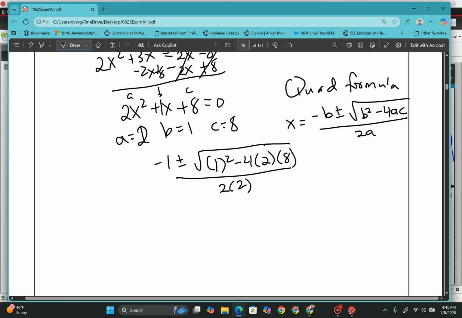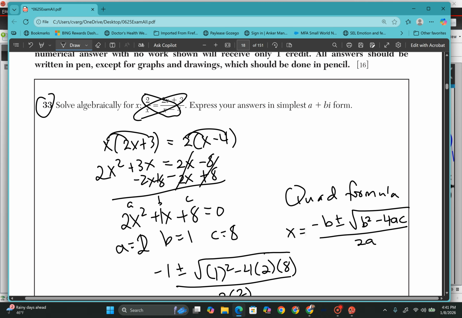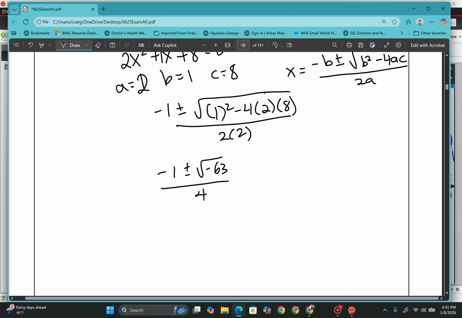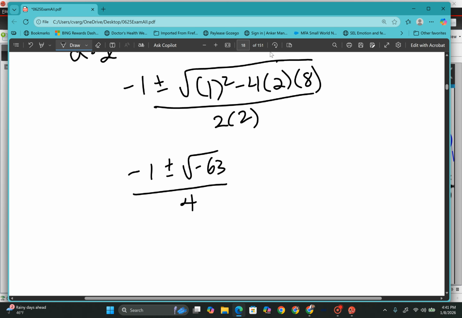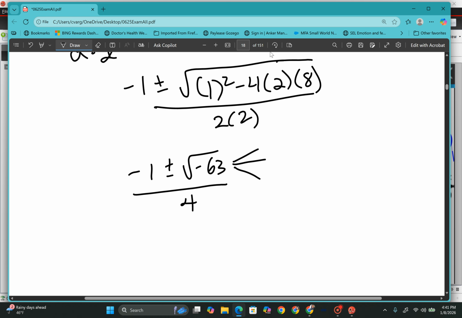Cool. So this is going to be negative 1 plus or minus. If you plug in what's under the radical, not the radical itself, 1 minus 4 times 2 times 8 is going to be negative 63. All over 2 times 2, which is 4. Okay, so since it says put it in simplest a plus bi form, we have to simplify this radical here. So what comes out, right? As soon as there is a negative under the radical, there's an i that comes out. 63 is the same thing as the square root of 9 times the square root of 3. 9 times 3 is 63.